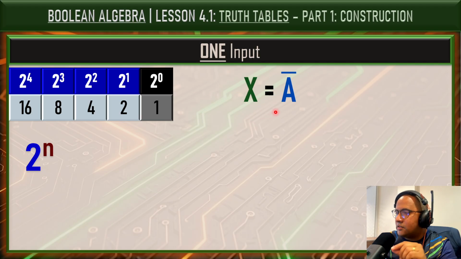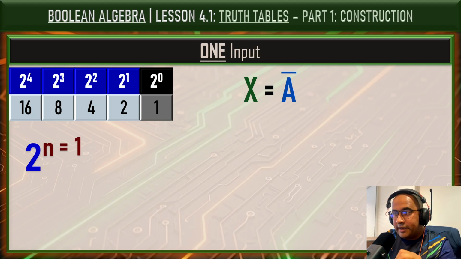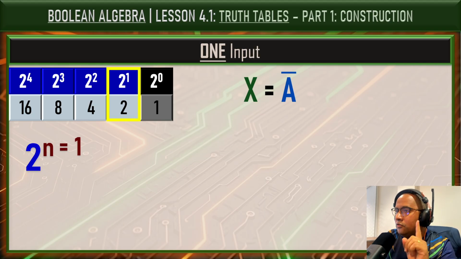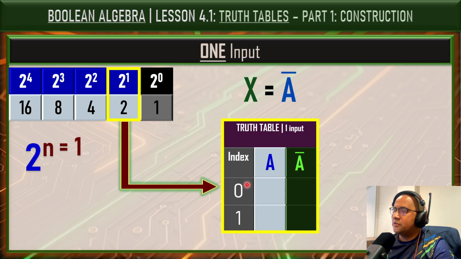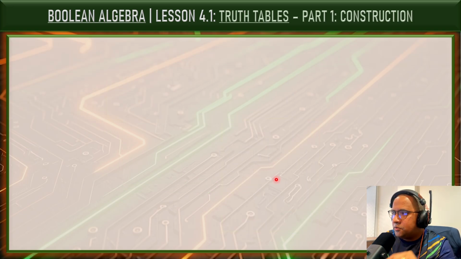In this case, we have only one variable, so n equals 1. So we calculate 2 to the power of 1, which gives us 2. That means this truth table will have 2 rows. In other words, 2 possible input combinations. It's very simple. Now let's move on to another example.